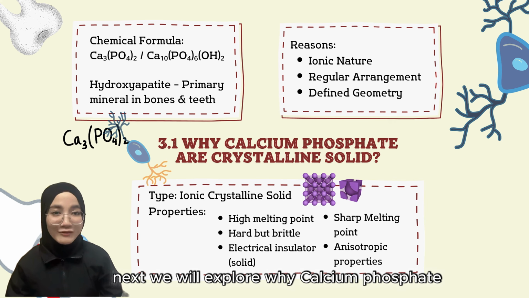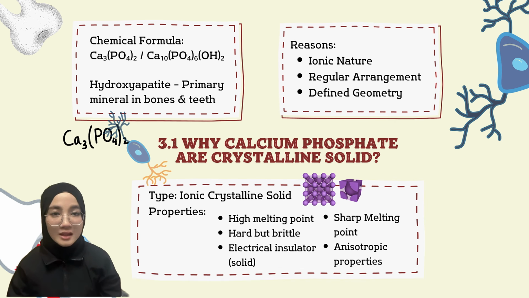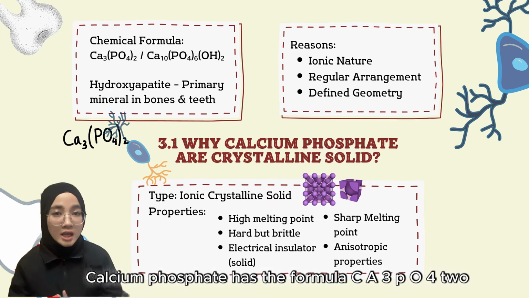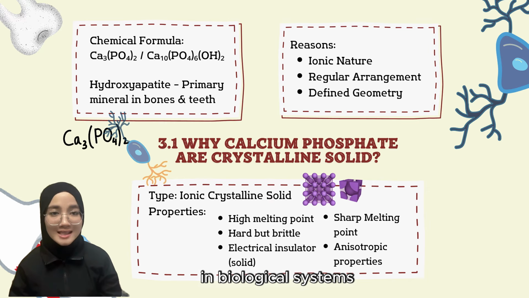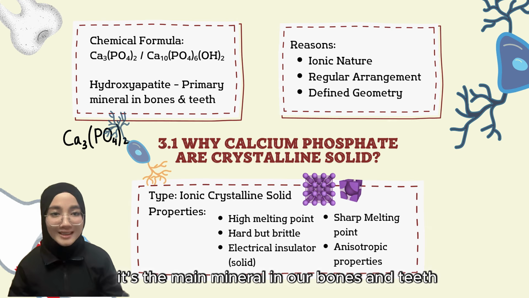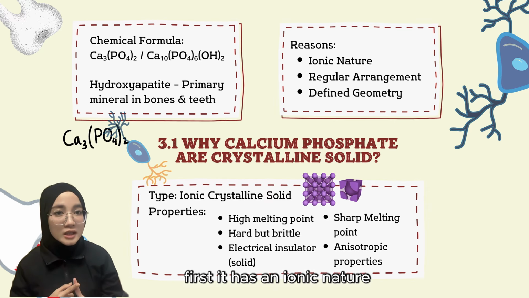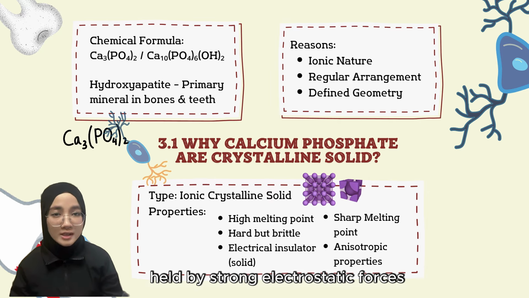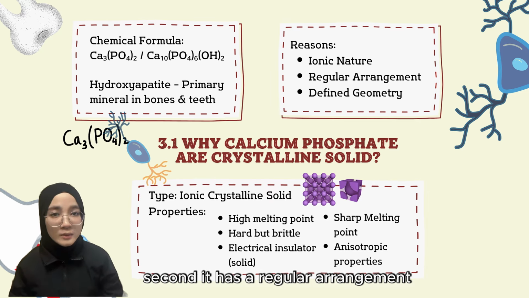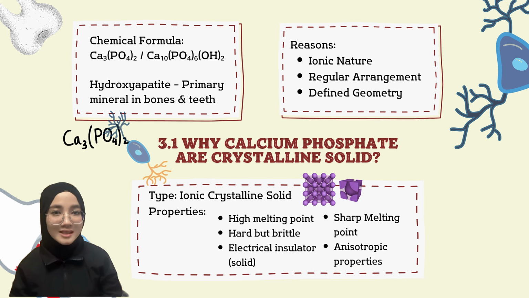Next, we will explore why calcium phosphate is a crystalline solid and examine its structure in bones and teeth. Calcium phosphate has the formula Ca3(PO4)2, or hydroxyapatite Ca10(PO4)6(OH)2 in biological systems. It's the main mineral in our bones and teeth. Calcium phosphate is crystalline for three reasons. First, it has an ionic nature composed of cations and phosphate anions held by strong electrostatic forces. Second, it has a regular arrangement with ions organized in an ordered, repeating 3D lattice. Third, it has different geometry, forming hexagonal crystal systems.